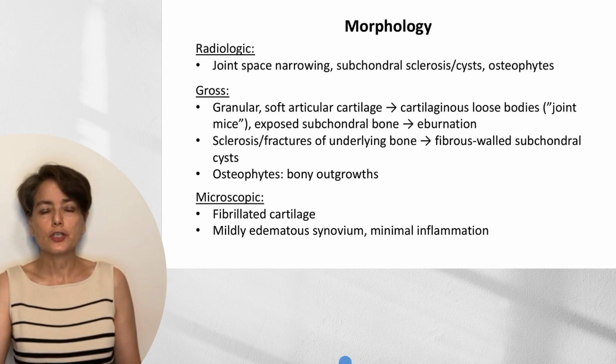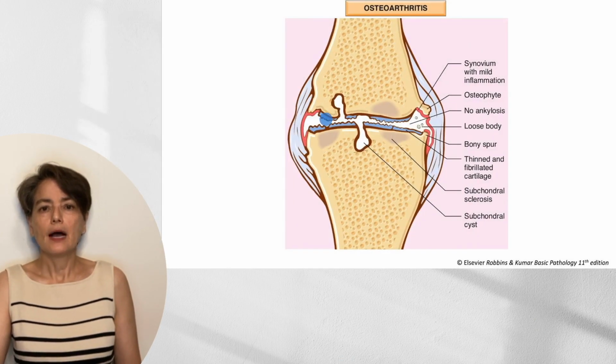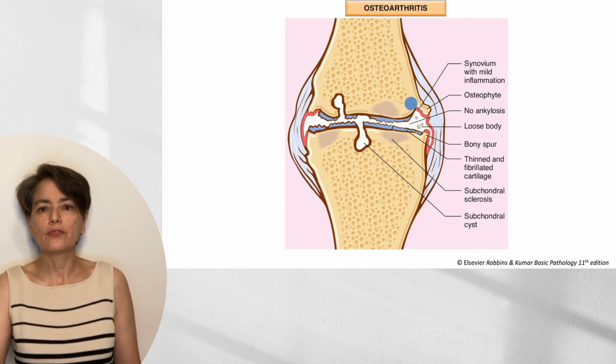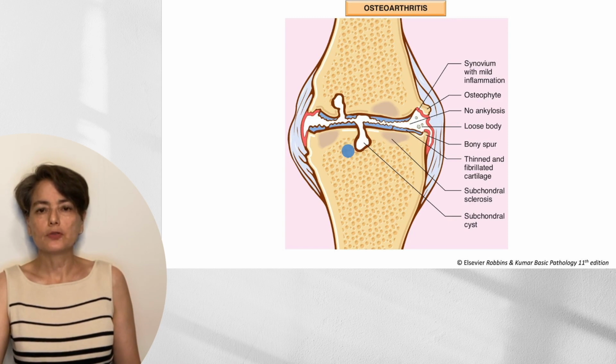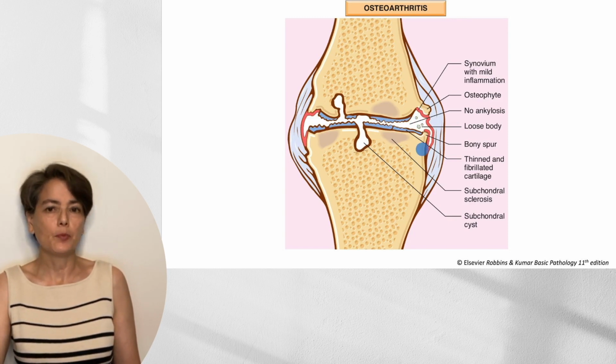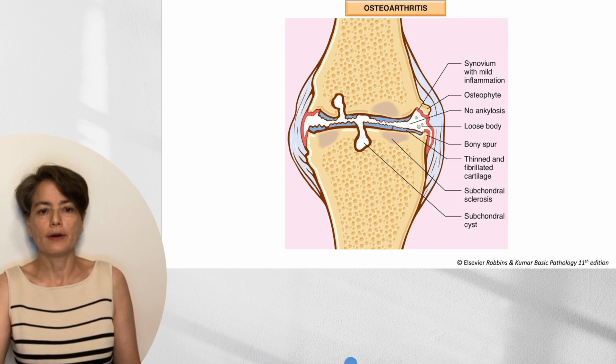Now let's look at a cartoon of what we'll be seeing. Here you can see the synovium is a little bit thickened. We have the cartilage is thinned and fibrillated and jagged with shedding of some as these loose bodies. We have a subchondral cyst that's forming here as fluid is forced into one of the fractures, but the joint is completely mobile. We do not have an ankylosis, and that's going to be relevant when we discuss rheumatoid arthritis.